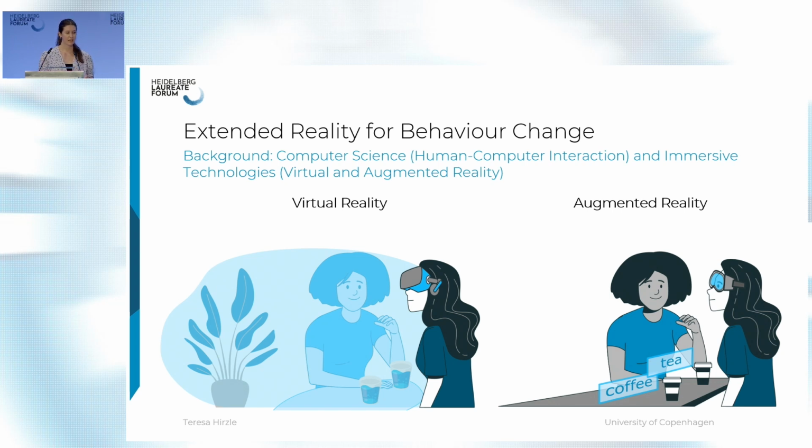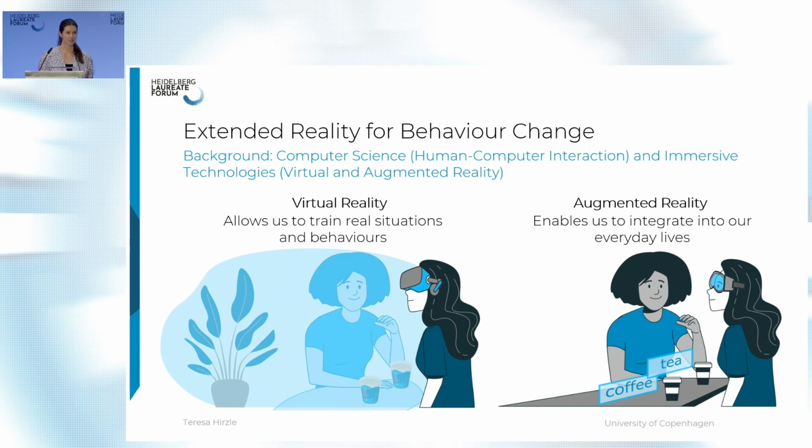So these properties make it so that we can use those technologies to train behavior and then use that behavior that we trained in our real world. One example for this is exposure therapy. So we can, for example, train responses to certain stimuli in VR and then use that when we experience the stimuli in the real world. So VR allows us to train real situations and behaviors, and augmented reality enables us to integrate those into our everyday lives.